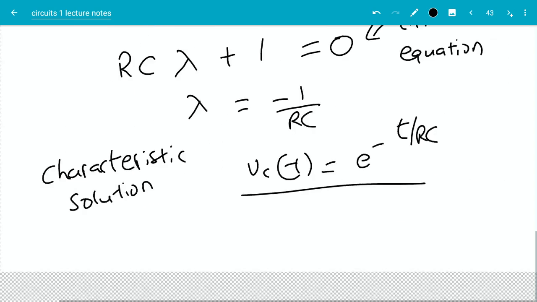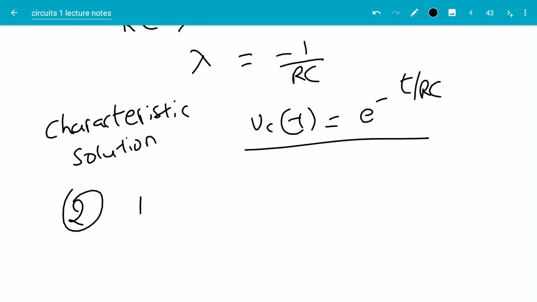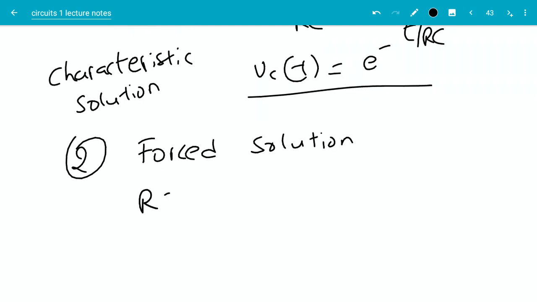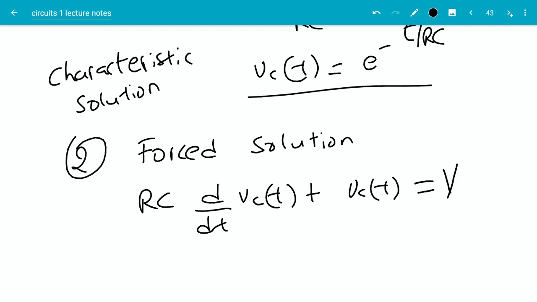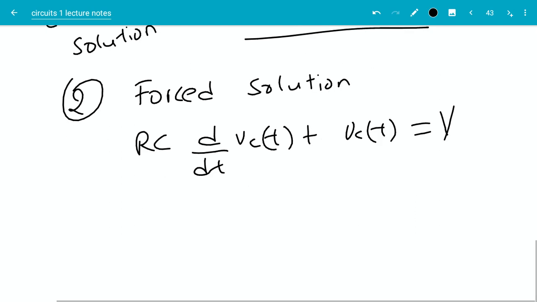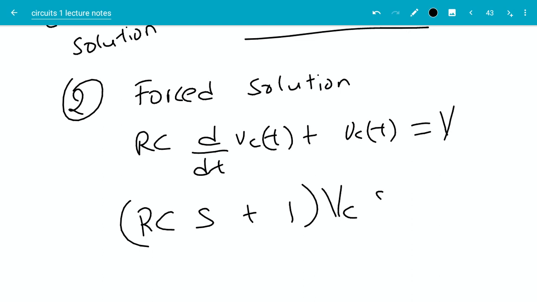So second is the forced solution. Let me write down the equation again. We have RC times the derivative of Vc of t plus Vc of t is equal to V. The first thing I want to do is take the Laplace transform on both sides. So I have RC times S plus 1 times the Laplace transform of Vc. This will be equal to V over S on the right hand side.